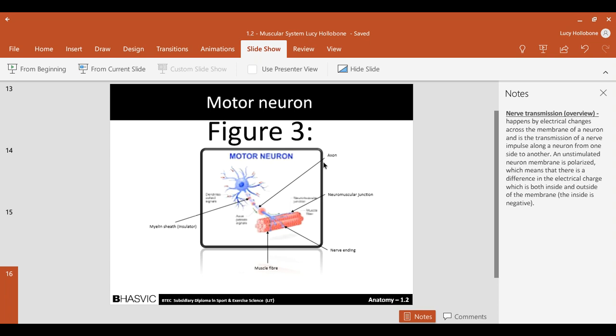The motor neuron has an axon, where the impulses travel along, and a myelinated sheath, which acts as an insulator but also speeds up the impulse jumps. There's also a neuromuscular junction, muscle fibers, and nerve endings.